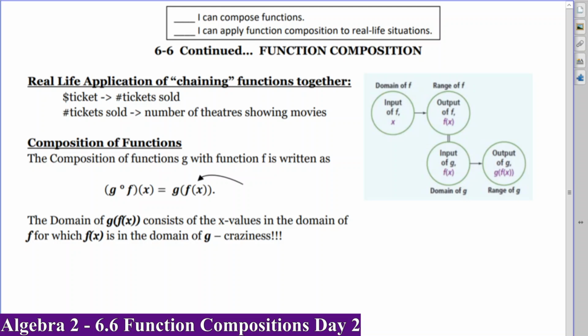Okay, the second part of 6.6 is dealing with function composition. So let's give a for instance here. What is a composition? Basically, it's like chaining of two things together.